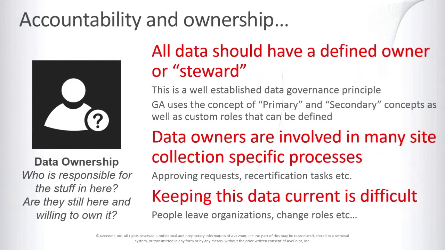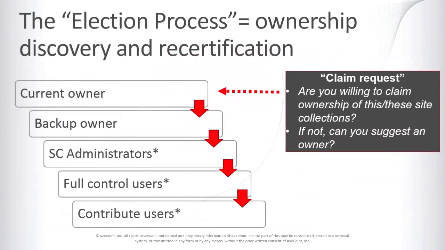So, and they might be involved in a lot of different projects. So how we do this, again, is fully automated. What we start is what's called an election process. It works similarly to the permission recertification in that once it is kicked off by a timer job, it'll go out and ask people if they own the content.